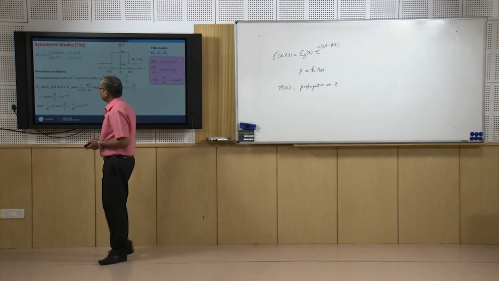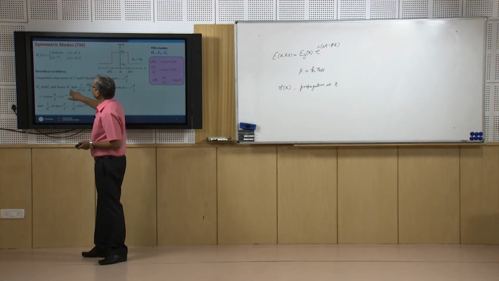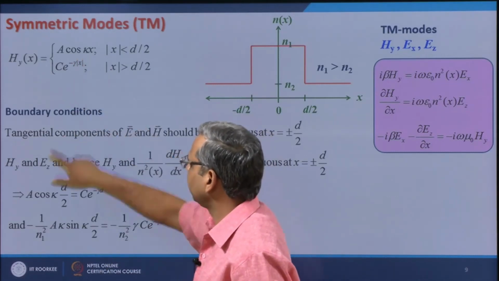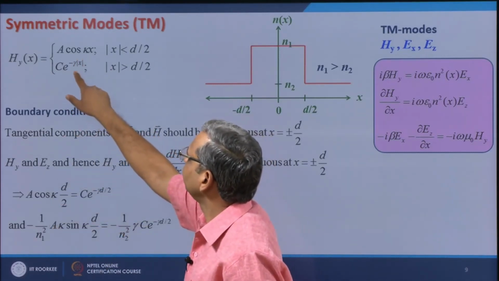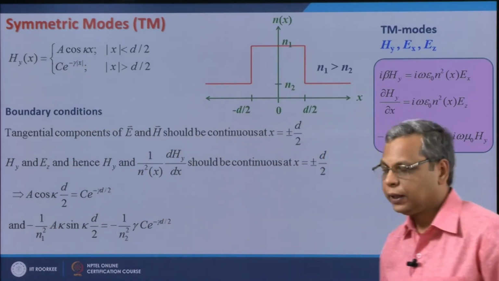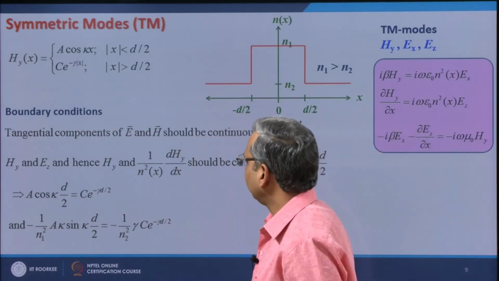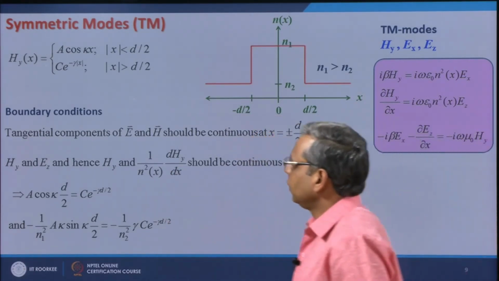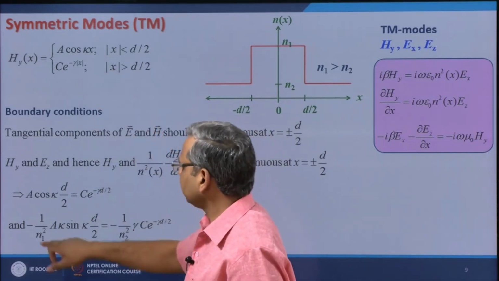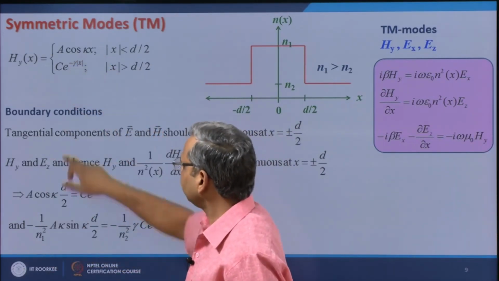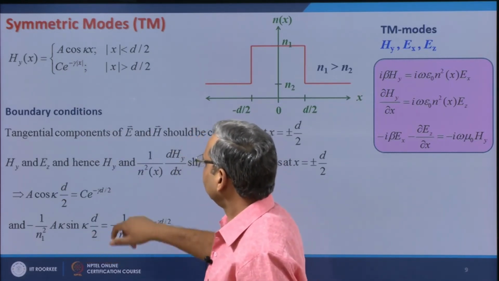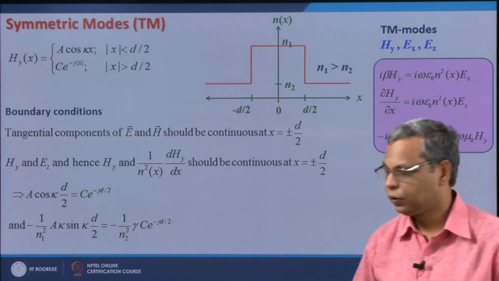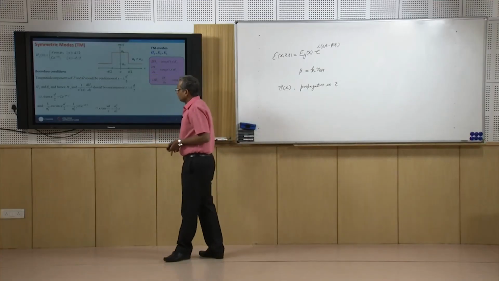First I apply that the field should be continuous, Hy is continuous at x is equal to, let us say, plus d by 2. So, a cosine kappa d by 2 is equal to c e to the power minus gamma d by 2. Then I apply that 1 over n square dHy over dx should be continuous at x is equal to plus d by 2. Then on this side I have 1 over n1 square times minus a sine kappa d by 2, which is equal to minus 1 over n2 square times gamma c e to the power minus gamma d by 2. So, this gives me the transcendental equation.